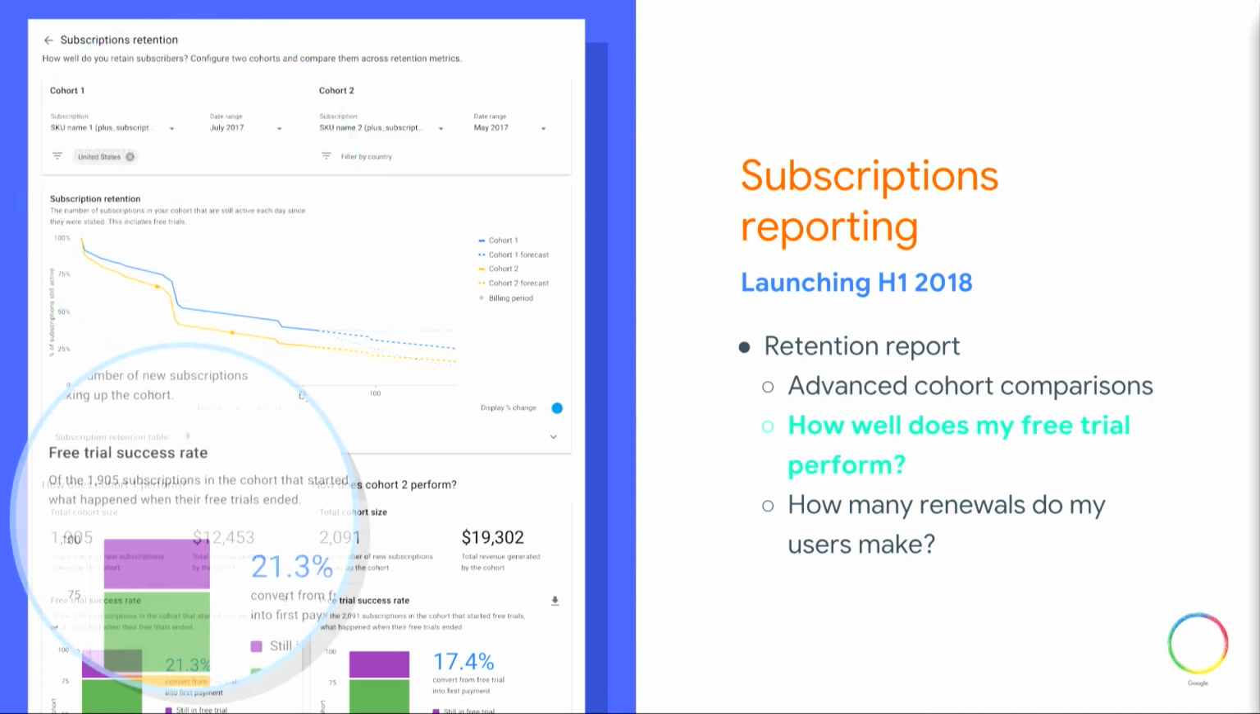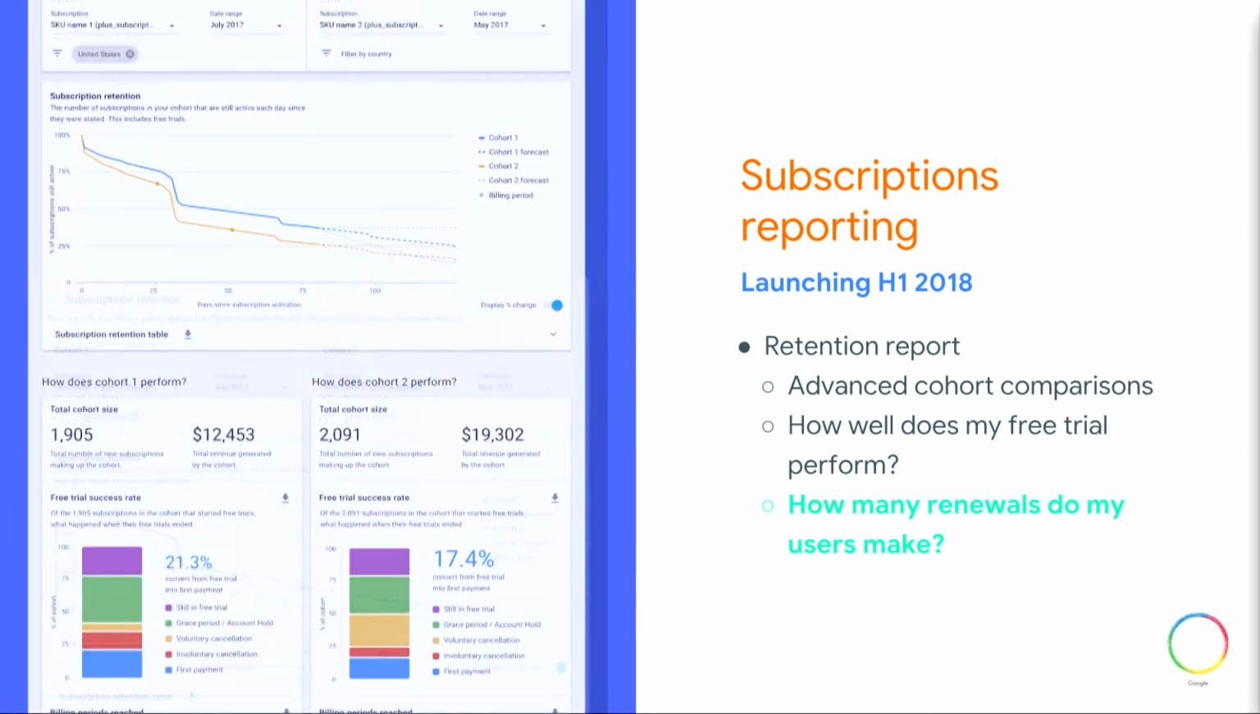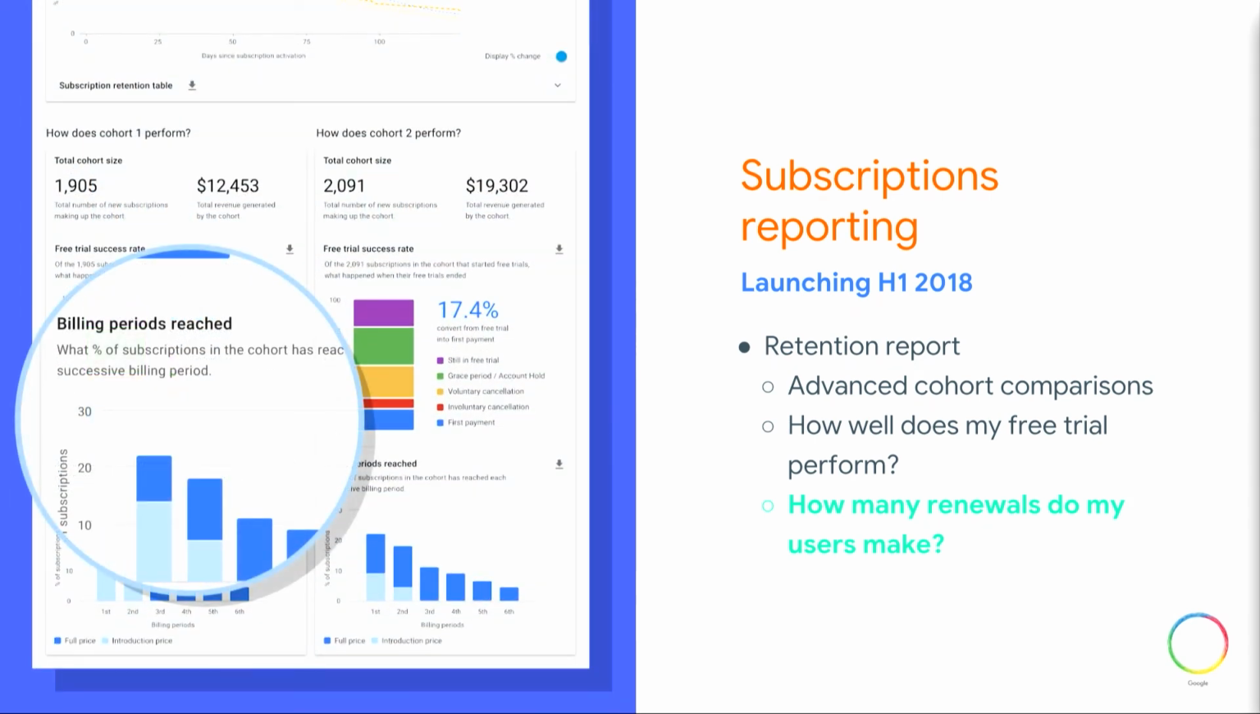We've extracted some key data that we know you're interested in to make it easier than ever to track your conversions. Free trial success rates and other information about free trial performance is now displayed right there on the page. And because we know that subscription businesses run on repeat payments, we've also made it explicit which billing periods your cohorts reach.